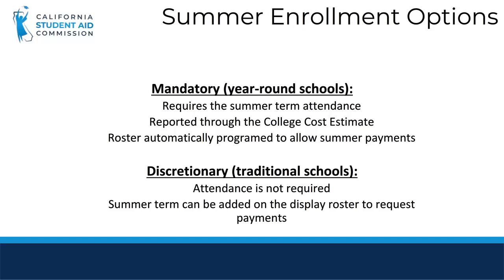appearing on their roster. Discretionary summer term is the most common summer enrollment option. It is found at most traditional schools. The summer term is not required attendance at these schools. Because of this, the summer term is not automatically populated on the school's roster and must be added manually for each student. This can be done by selecting the summer term drop-down that is located under the spring term on the roster. This drop-down usually appears during the month of May.